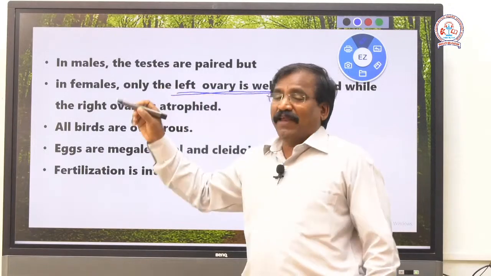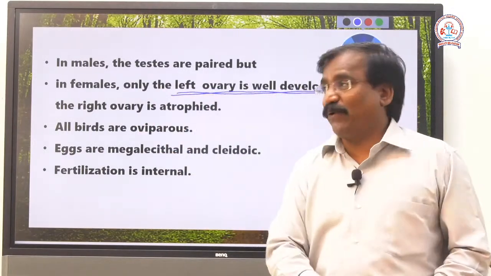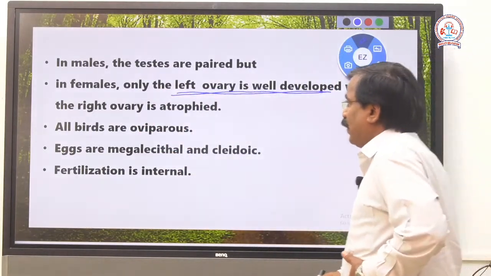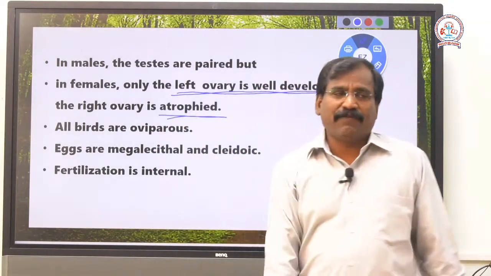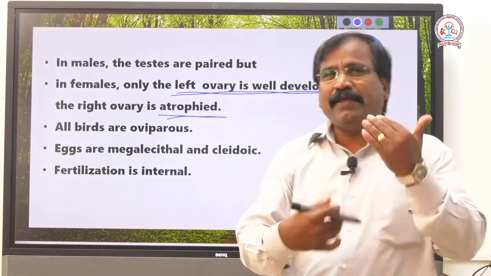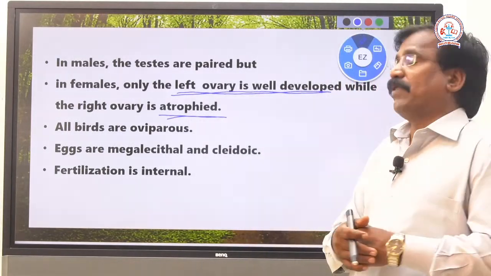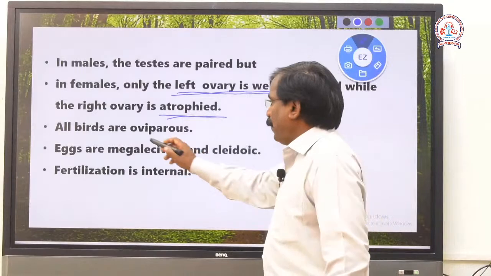This is also to decrease the body weight. Only the left side ovary is developed. The right ovary is degenerated, that is atrophied. Atrophy means degenerated, non-functional. And all are egg laying, oviparous.